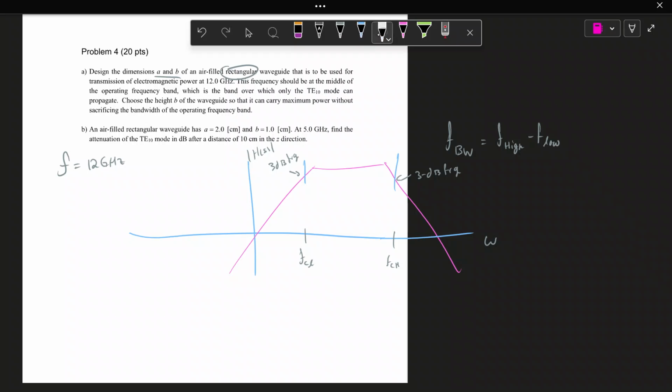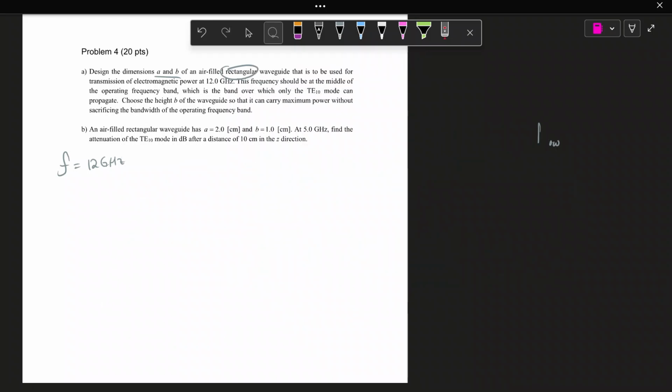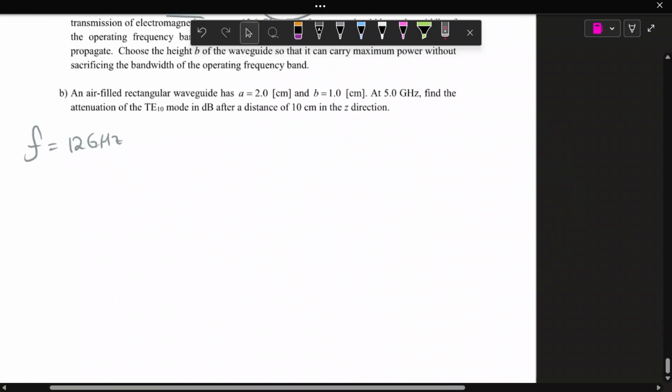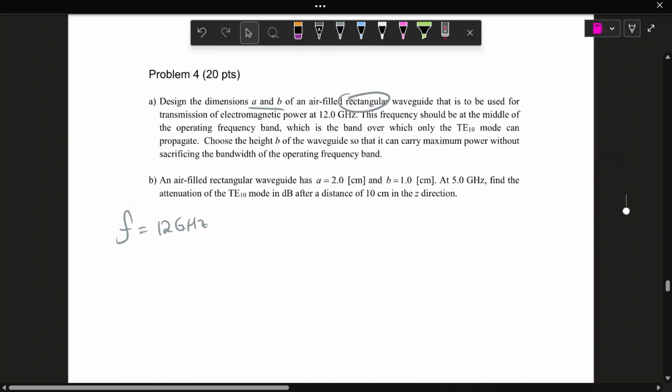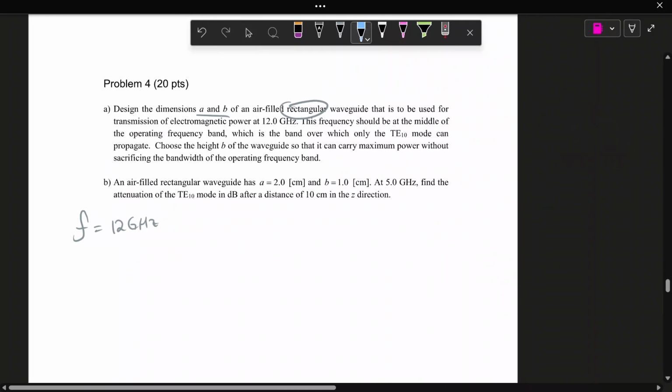And of course, for this problem, this would be 12 gigahertz. In between, we want to make sure that stays constant and stable. Anyways, that was kind of just talking about cutoff frequencies, because it can come up in this type of problem. It says this frequency would be at the middle of the operating frequency band, which is the band over which only the TE10 mode can propagate. Choose the height B of the waveguide so it can carry max power without sacrificing the bandwidth of the operating frequency band.